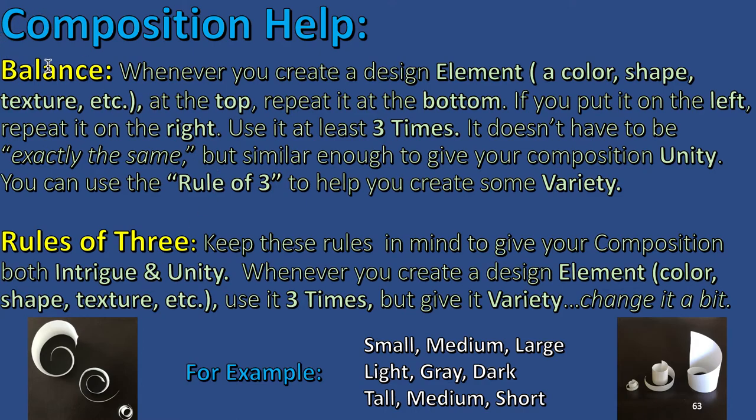Composition help, balance. Whenever you create a design element, a color, a shape, or a texture at the top, repeat it at the bottom. If you do it on the left, repeat it on the right. Use it at least 3 times. It doesn't have to be exactly the same, but it's similar enough to give your composition unity. You can use the rule of 3 to help you create variety. Rule of 3 is to keep your composition both intriguing and has unity. When you create a design element, use it 3 times, but give it variety, like small, medium, large, light, gray, dark, tall, medium, short.